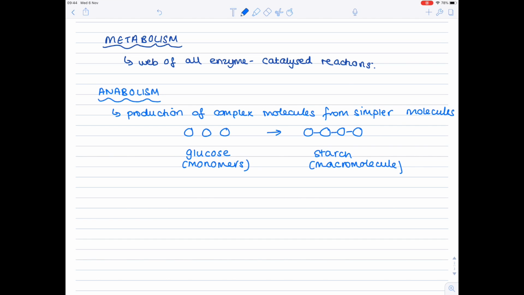Crucially, with anabolism, these types of reactions are condensation reactions, and that's simply due to the fact that water is produced when they occur.